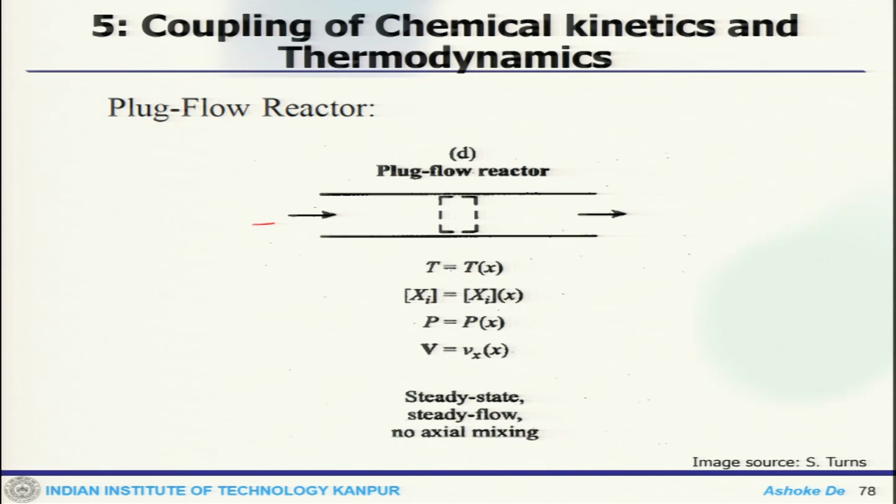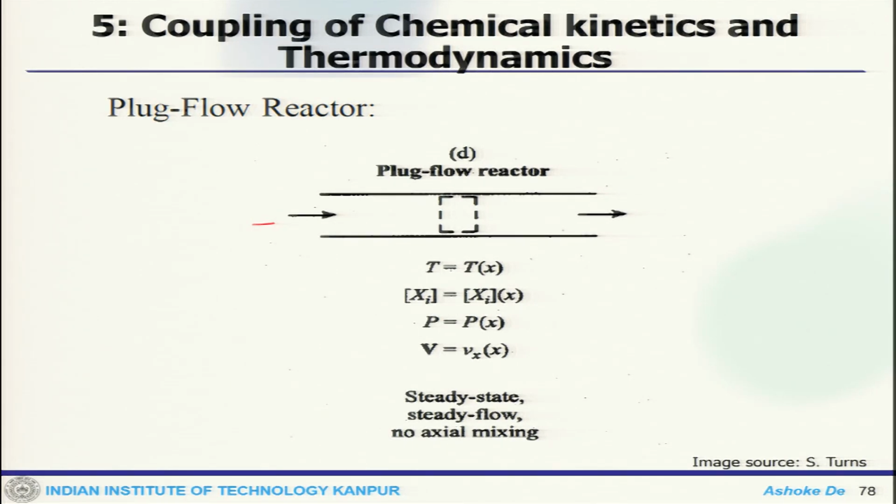Welcome back. Let us continue the discussion on coupling of chemical kinetics and thermodynamics. We are in the middle of looking at some basic reactors and doing the analysis based on their assumptions and other characteristics. The last one where we stopped was the plug flow reactor. So, this is where we started off.